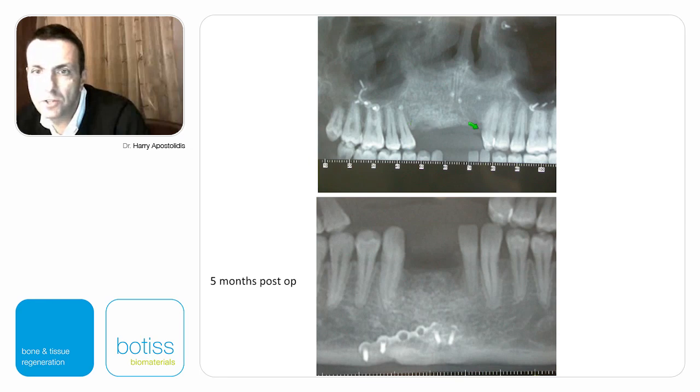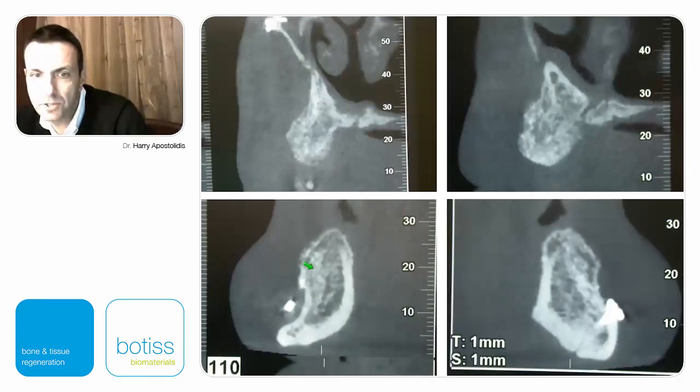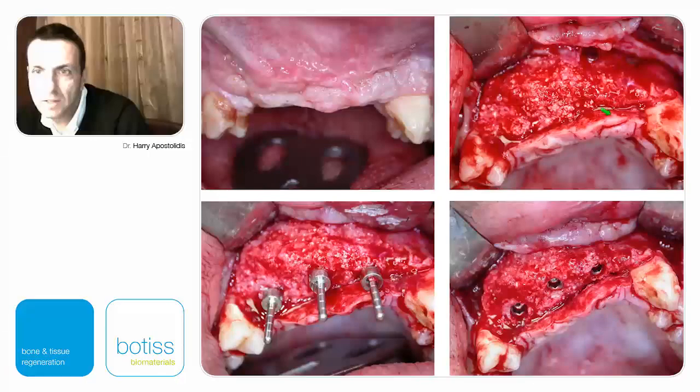You see how much reconstruction we have gained on the maxilla and on the mandible. See how much reconstruction of the maxilla and of the mandible. And we placed, see, nice bone. We placed 3 implants on the maxilla and 2 on the mandible.